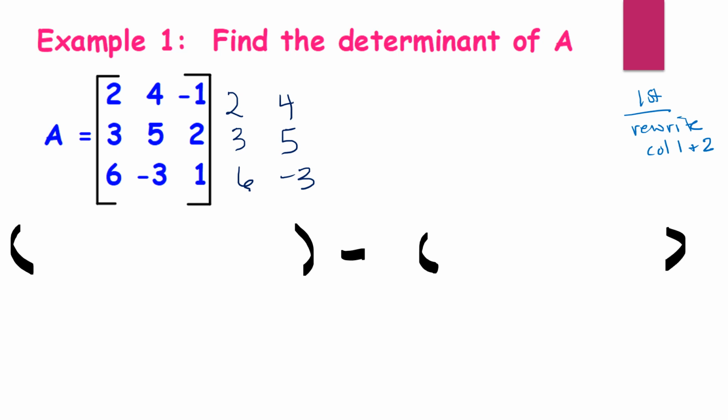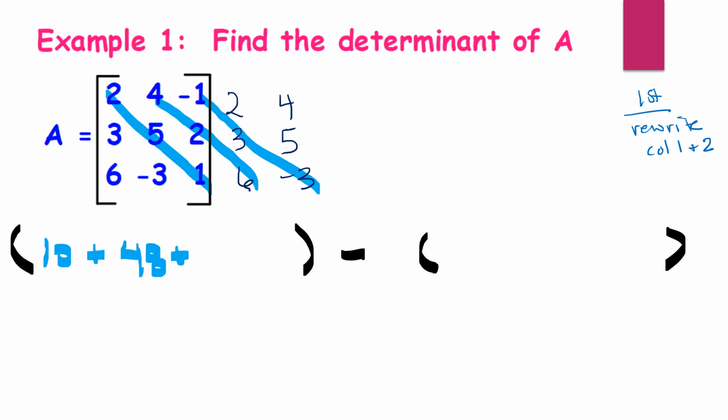Okay, so my down diagonals are 2 times 5 times 1. So you can write all that out, or you can just write 10, plus 4 times 2 times 6. 4 times 2 is 8. 8 times 6 is 48. Or excuse me, plus, my bad. And then plus the next set, -1 times 3 times -3. That would give me a +9.